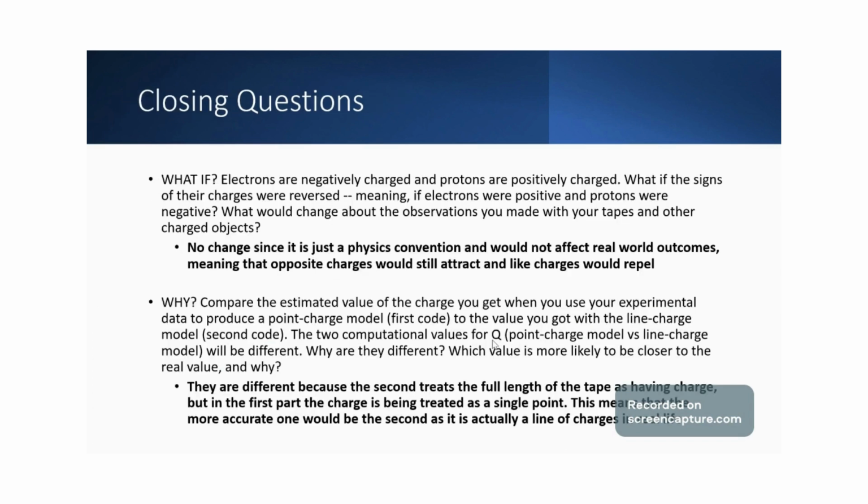Closing questions. For what if? There would be no change since it is just a physics convention and would not affect real-world outcomes, meaning that opposite charges would still attract and like charges would repel. For the Y section, I got that they are different because the second treats the full length of the tape as having charge, but in the first part, the charge is being treated as a single point. This means that the more accurate one would be the second one, as it is actually a line of charges in real life.